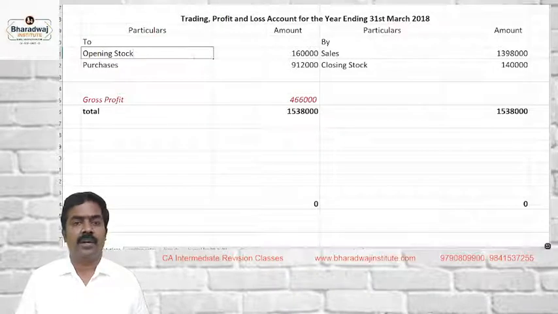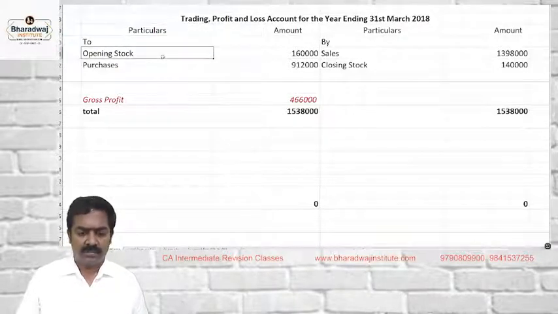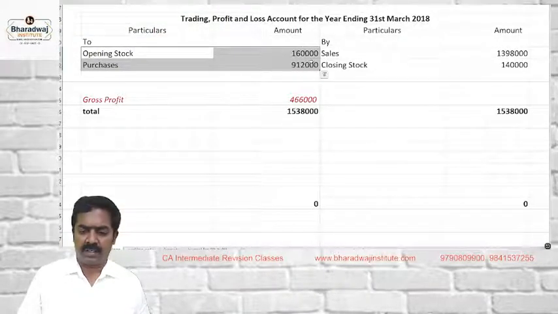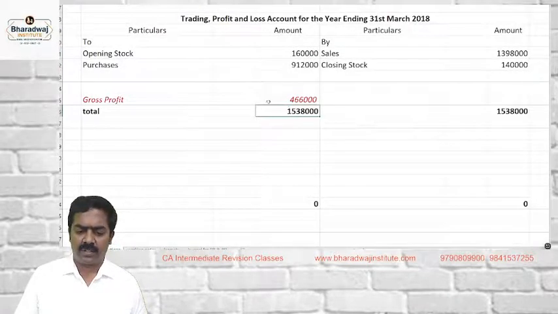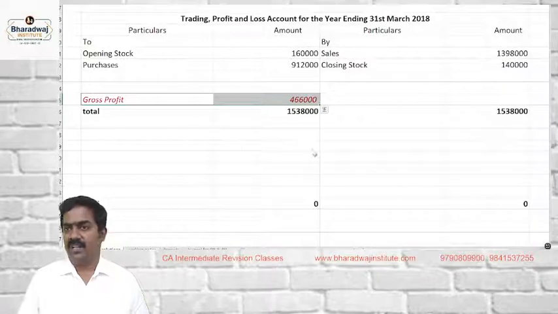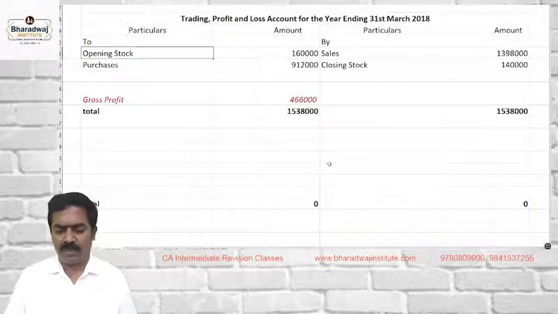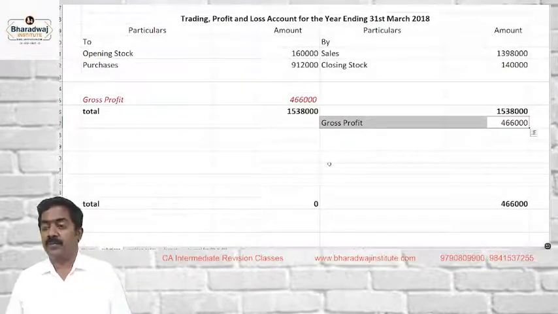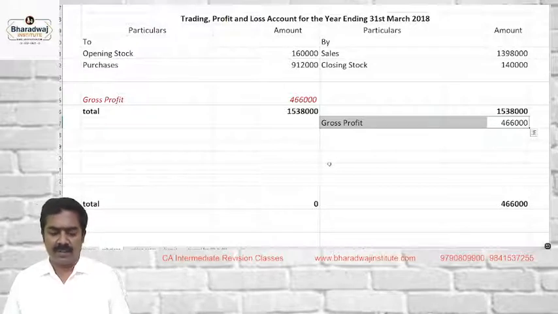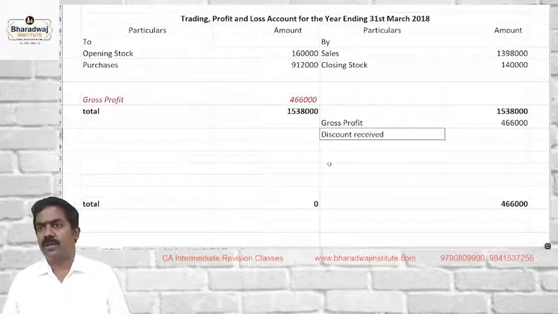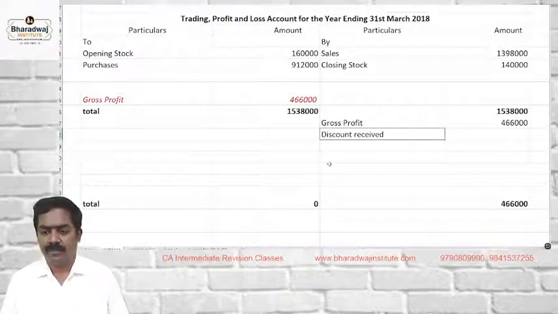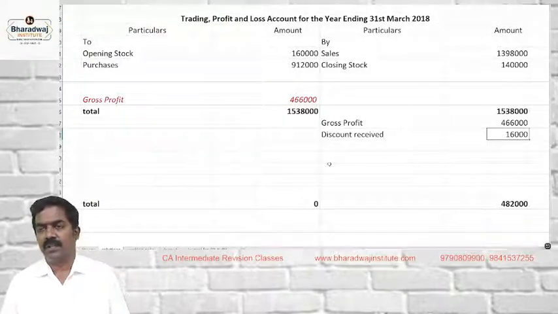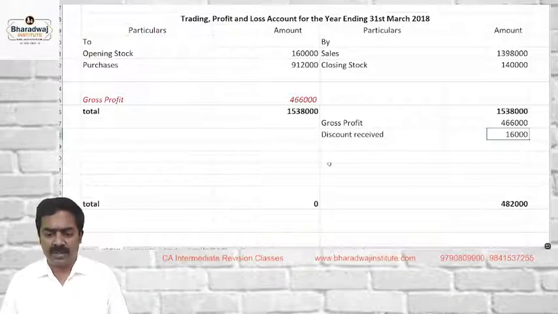Check your trading P&L account. Opening stock, purchases, sales, closing stock, all these things are already known to us. Gross profit, this also we worked out already as a working note. The same answer will come. Gross profit 4,66,000. Then discount received from debtors or creditors, how much? 16,000, and the cross working is also 16,000.